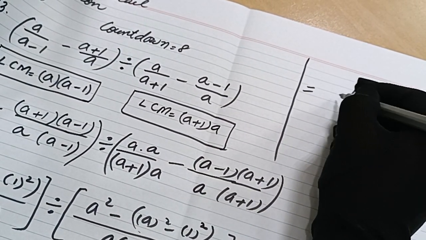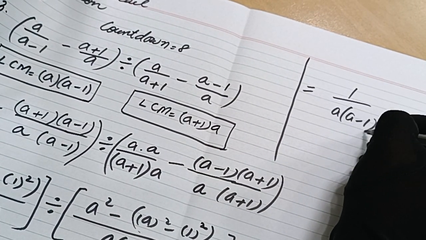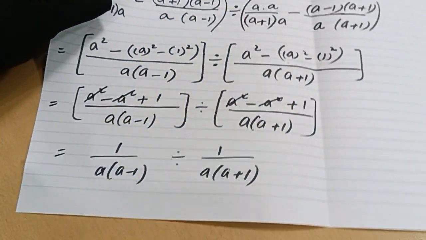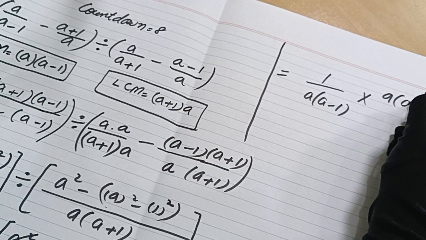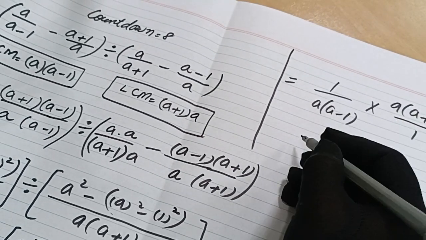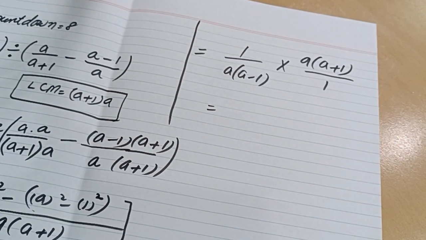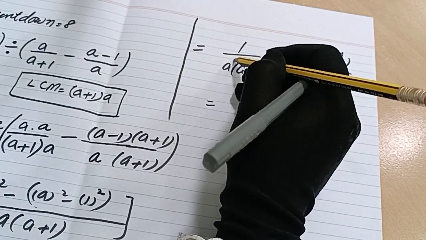I will say that 1 over A times A minus 1. When changing division into multiplication, we have to write the reciprocal of this fraction. A times A plus 1 divided by 1. Check if any cancellation is there? Yes, A is cancelled with A.